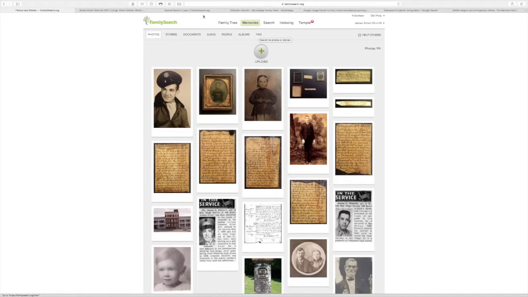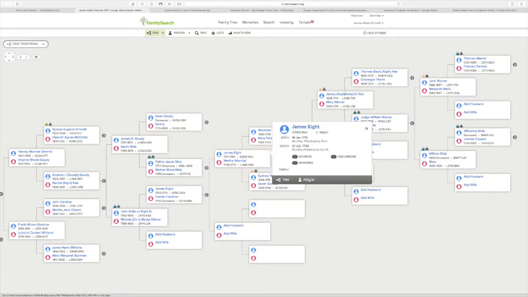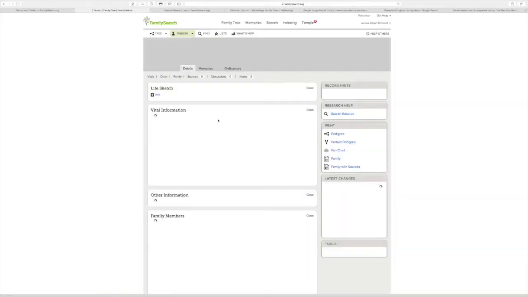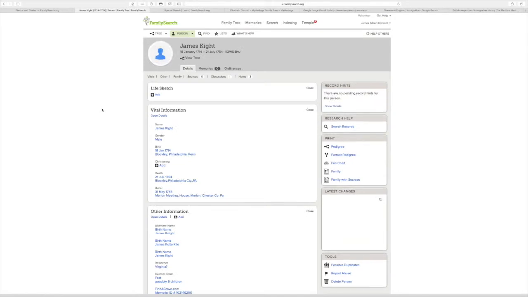What we can do when we look at our family members, say in this case I'm going to take a subject, James Kite, who was born in 1714 and died in 1754. Let's click on his person and pull him up. And this is going to help us understand who this person was.